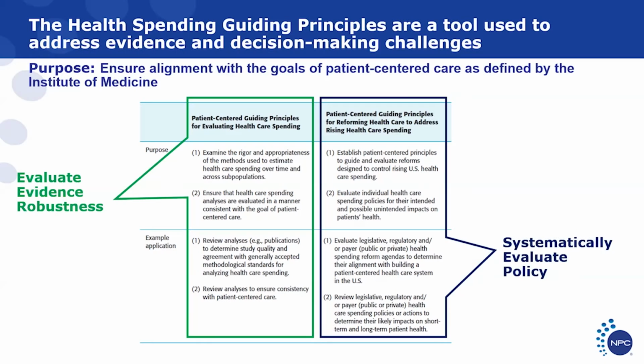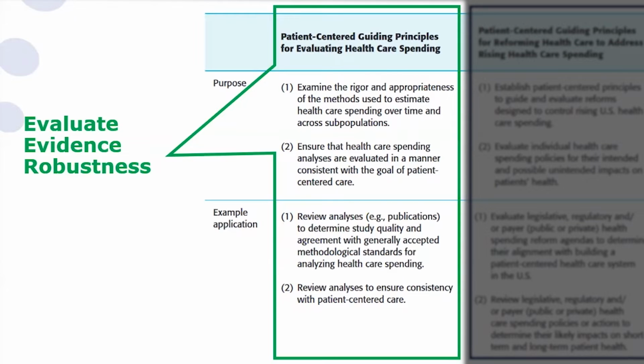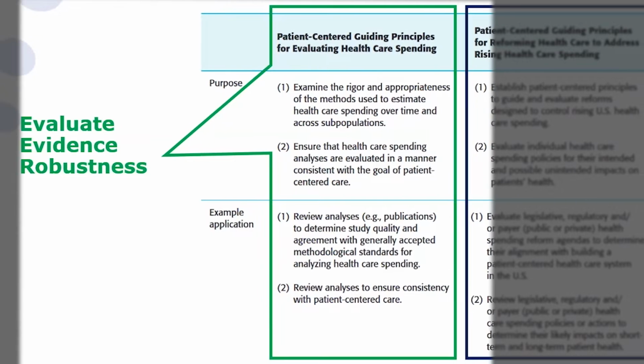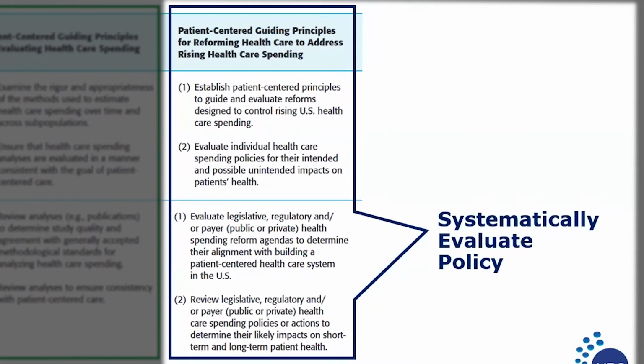So how do the guiding principles fill these needs? First, let me begin by saying that the health spending guiding principles are aligned with patient-centered care as defined by the Institute of Medicine. Second, the guiding principles really are 2 separate sets of principles combined. The first set, the patient-centered guiding principles for evaluating health spending, are focused on evaluating the robustness of evidence. This set of principles is intended to evaluate publications. The second set is the patient-centered guiding principles for healthcare reform to address rising spending. And these are specifically focused on systematically evaluating policy.